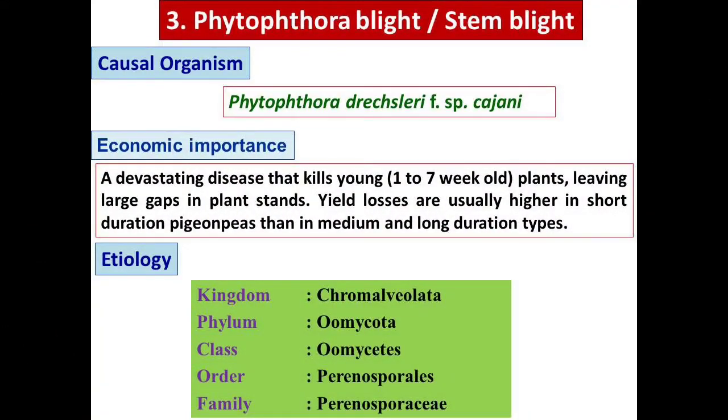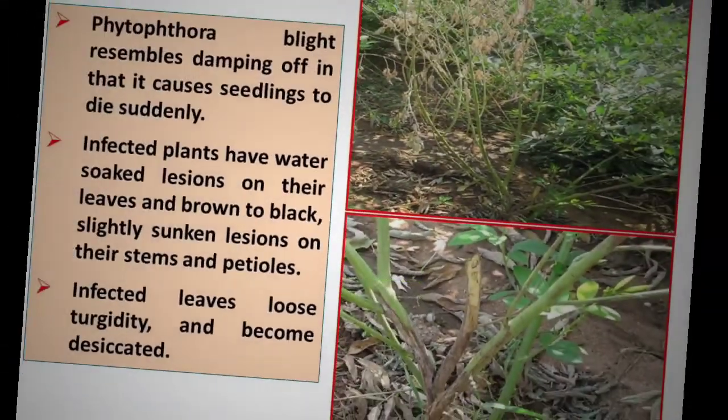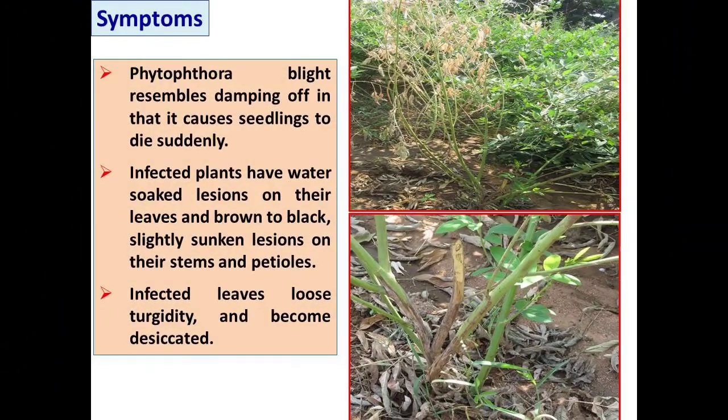The last most important disease of tur is Phytophthora blight. It is also called stem blight, and its causal organism is Phytophthora drechsleri f. sp. cajani. This is one of the devastating diseases that kills young plants, leaving large gaps in the plant stands. Yield losses are usually higher in short duration crop growth.